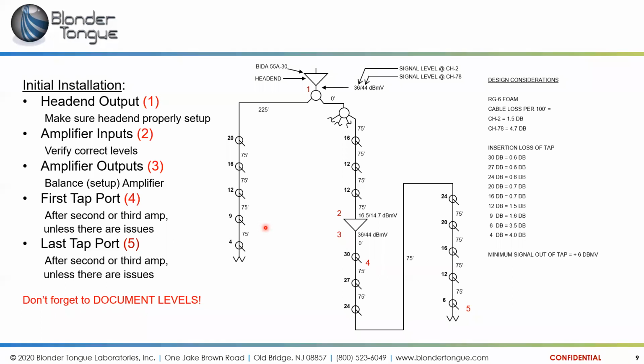Okay, and let's not forget to finally document all of our levels. Yes, we have a map, we have a layout of the distribution system here with readings on it that were calculated. But now let's annotate on the back side of the page, whatever. Location 1, the actual reading was 36, 43.5. At location 2, the actual reading was 15.9 and 14.8, whatever. And so on and so forth.